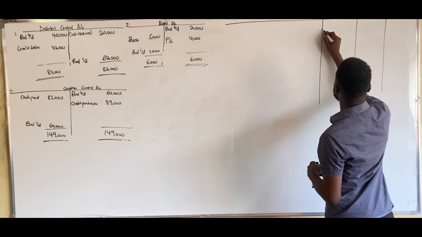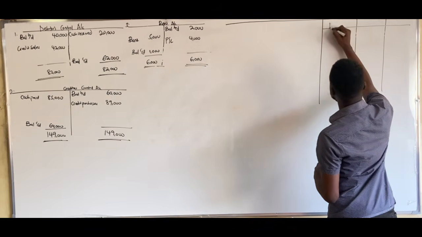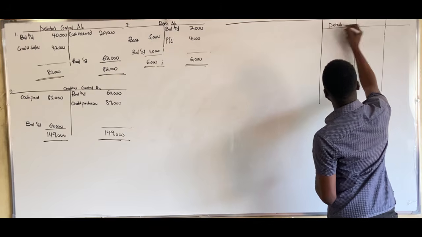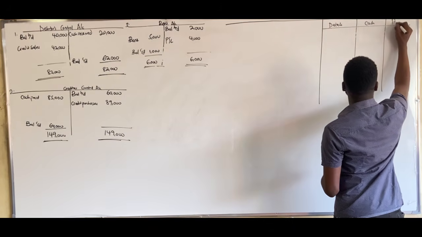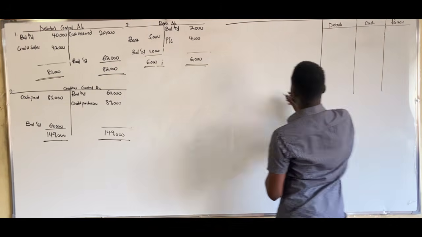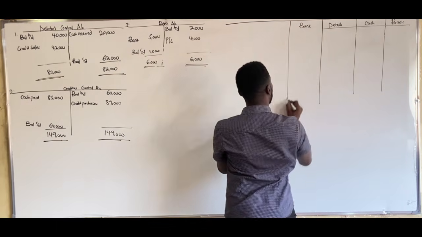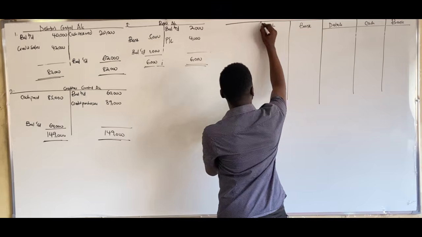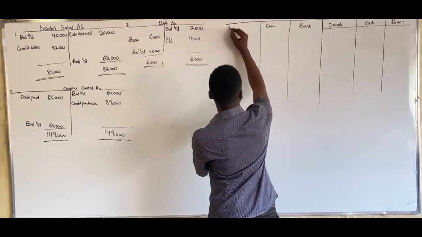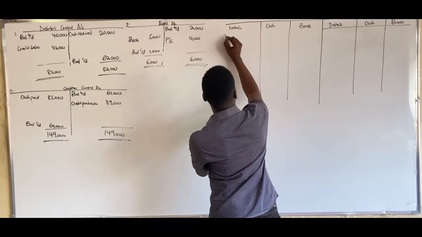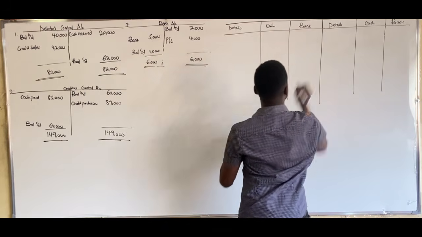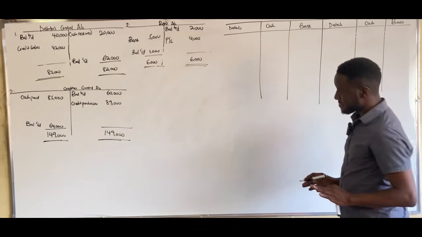So we have details, cash, and bank, like this. The same, we have bank and cash. So we bring in our details here. So this is our cash book.